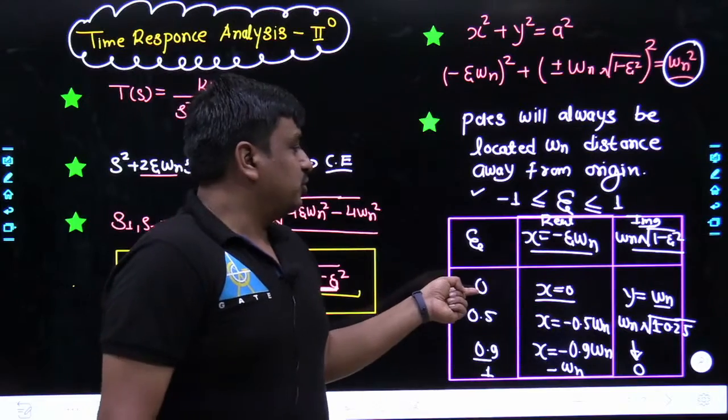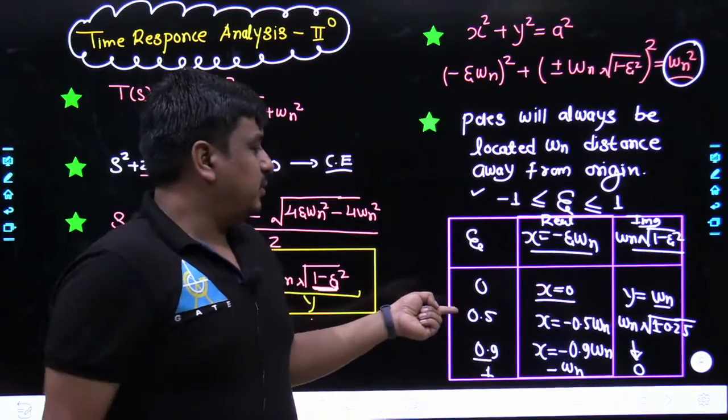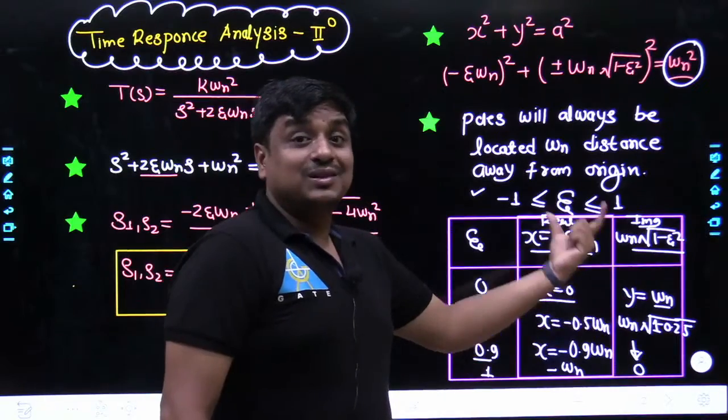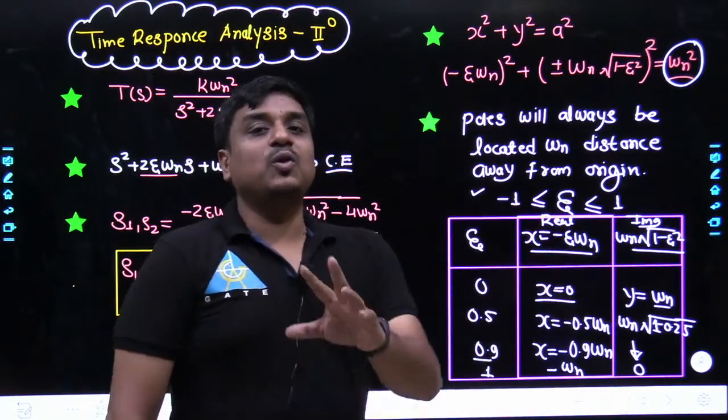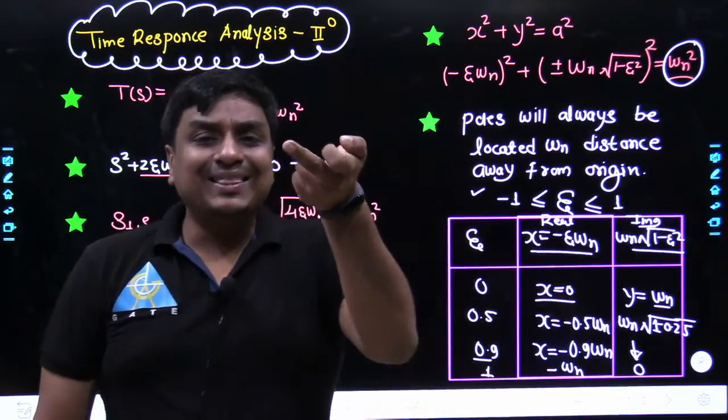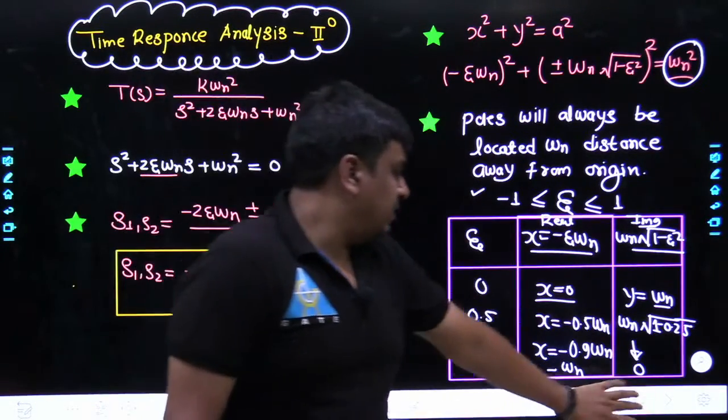At zeta equals 0, may I know where the poles are located? See, the real part was 0, whereas the imaginary part was omega n. That means you have a complex conjugate pole. One would be at plus j omega n, the other would be at minus j omega n. You can see very well.